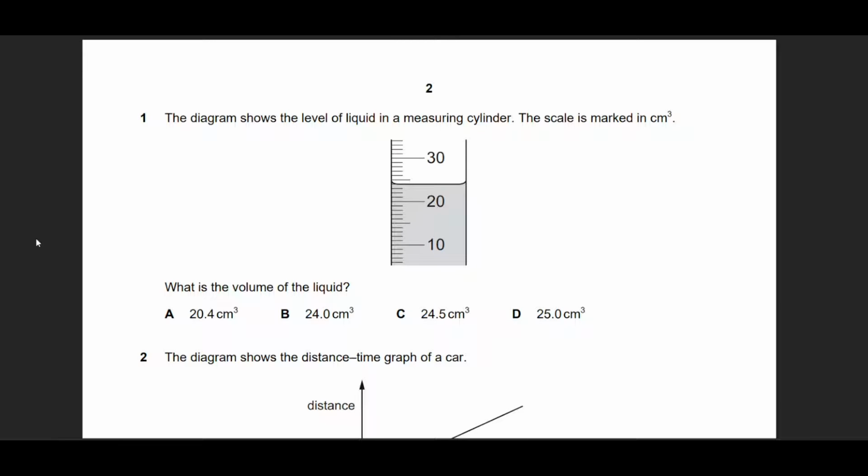This is O-Levels, October-November 2023, paper 1-2. Question number 1 says to read the scale in centimeter cube. So it's just about reading the scales in between the lines. We must be able to do that.